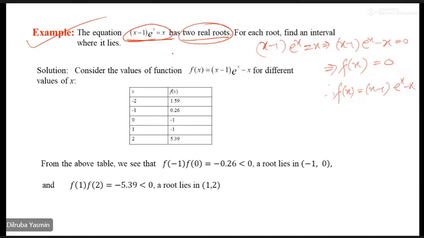So how do we predict the interval? What is the independent variable here? X, isn't it? So you have to substitute x values in this functional expression so that you can get the f of x function value at each x value.